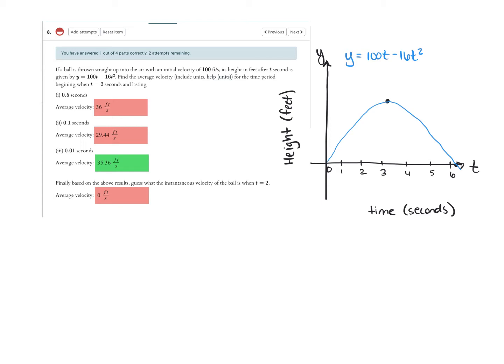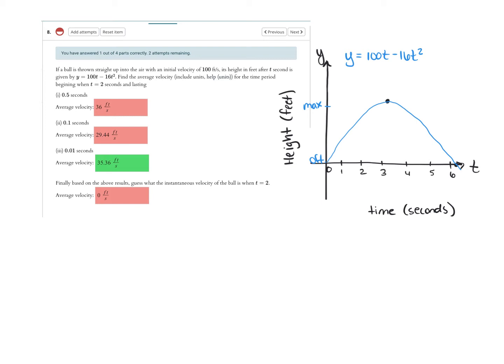So when the ball is thrown up in the air, it reaches a certain height, and then eventually it reaches its maximum height, and then it's going to start falling back to the ground. So then the height starts to approach the ground, which is 0 feet. Now, this question wants us to find the average velocity of the rock over a certain time period. And the average velocity is just basically the average rate of change over a specific time period.